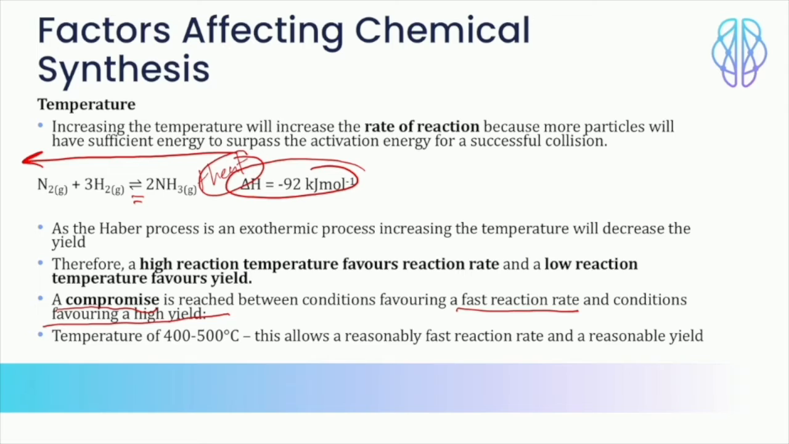They conducted this Haber process at many temperatures. So if you're at low temperatures, you have a really high yield, but a really poor reaction rate. And at higher temperatures, you have the exact opposite. So you have a really high reaction rate and a really low yield. Overall, they found that the compromise, or the sweet spot, was between 400 to 500 degrees Celsius. You had a reasonably fast reaction rate and a reasonable yield. So this number is actually quite important for you to remember.